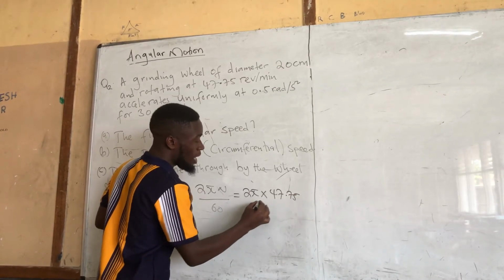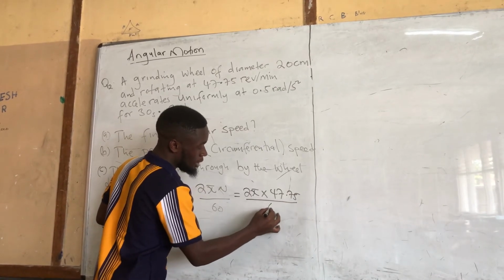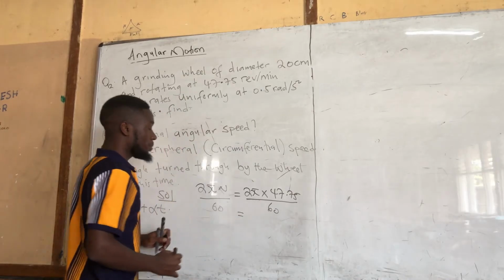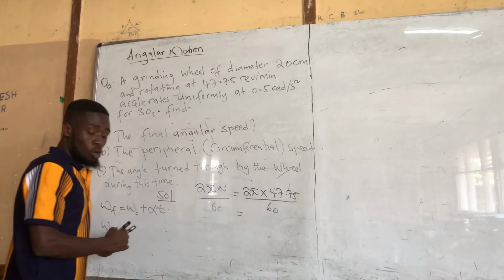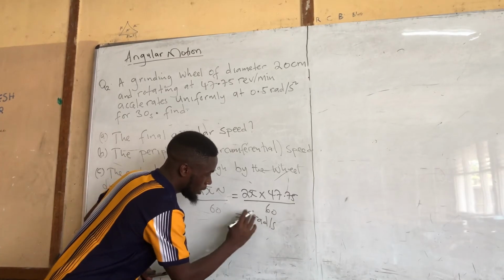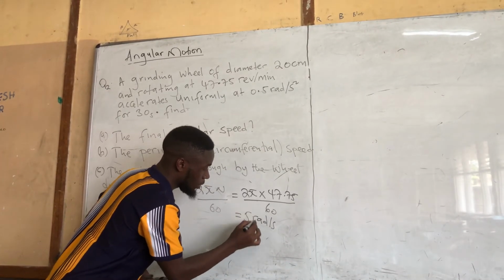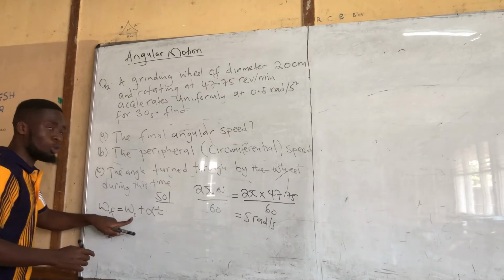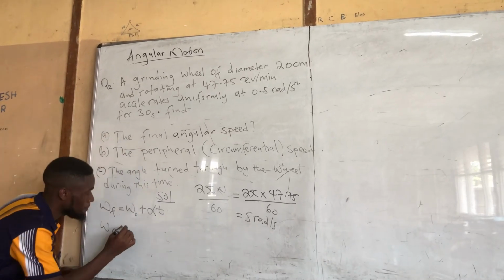47.75 over 60. So what is the answer? 5.0. So the answer is 5 laps per second. So meaning this 5 is what we put here, which is the initial speed, let's say.